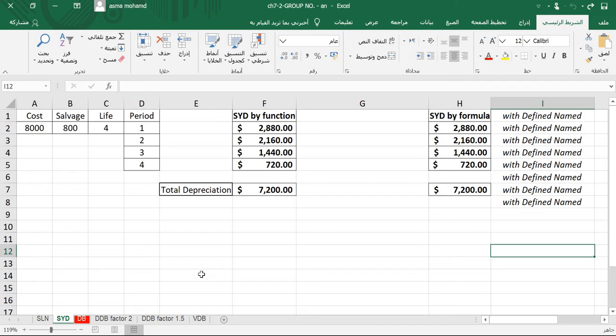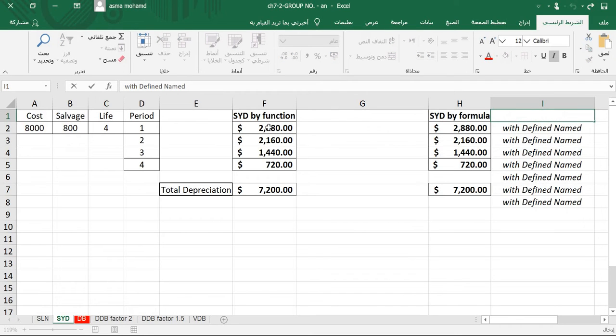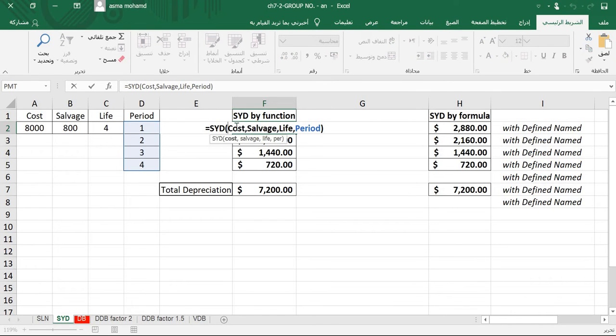So now let's move to the next function, which is the sum of year digits. We will simply apply it, and Excel already has a function built in. So we will insert the cost, salvage, and life, and then period. When we say period, we mean which period we are in. Are we in the first period, or the second, or the third, or the fourth period?